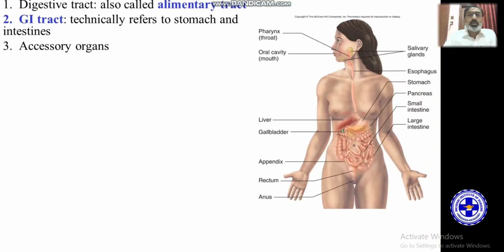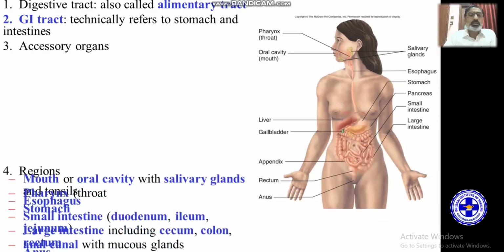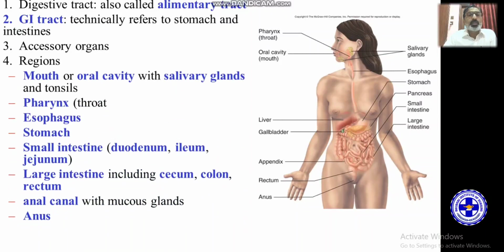And you know already that it is composed of two. One is the alimentary tract and the next one is accessory organs. The alimentary tract starts from the oral cavity to the anus, and accessory organs are different. There are three main groups: one is the salivary glands, the next is the liver and gallbladder, and the third is the pancreas. We will discuss them in detail in coming slides.